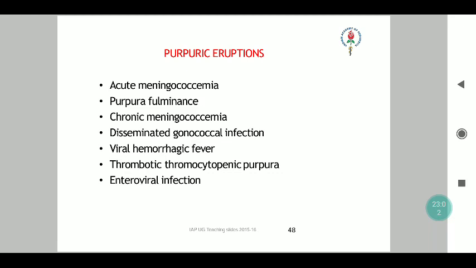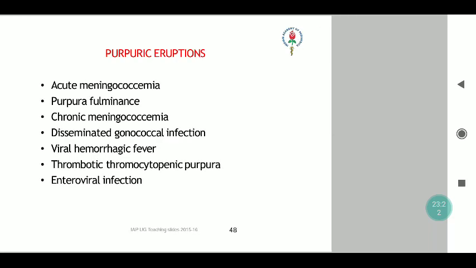Coming to the purpuric eruptions, purpuric eruptions of acute nature are typically associated with meningococci in acute meningococcemia, purpura fulminans, chronic meningococcemia, disseminated gonococcal infections, viral hemorrhagic fevers, TTP, that is thrombotic thrombocytopenic purpura, and enteroviral infections are other presentations of it.